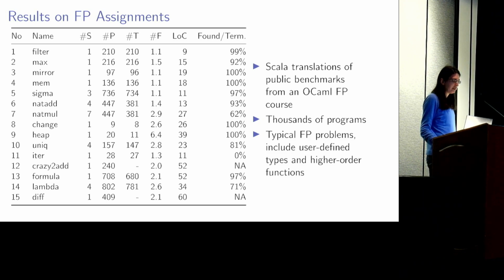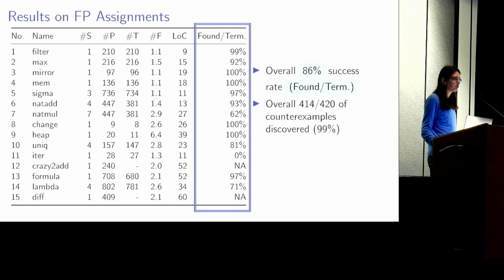And I have many numbers here. Maybe the most important is this column all the way on the right, which tells you the success rates on our benchmarks. So overall, this is 86%. And what does this number tell you? It tells you how many of those programs we could successfully classify as equivalent or not equivalent. So, for example, on filter, you have 99, which means 1% of programs would time out. Everything else, automatically, we can either say that it's correct or it's not correct.